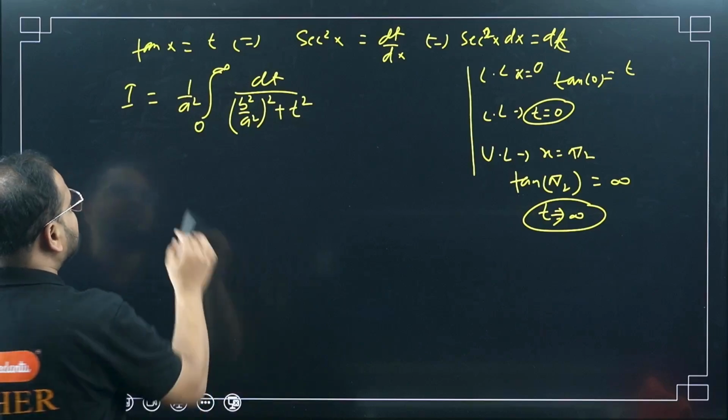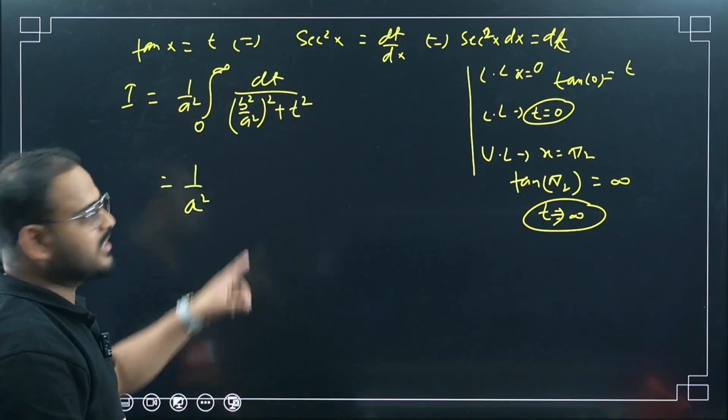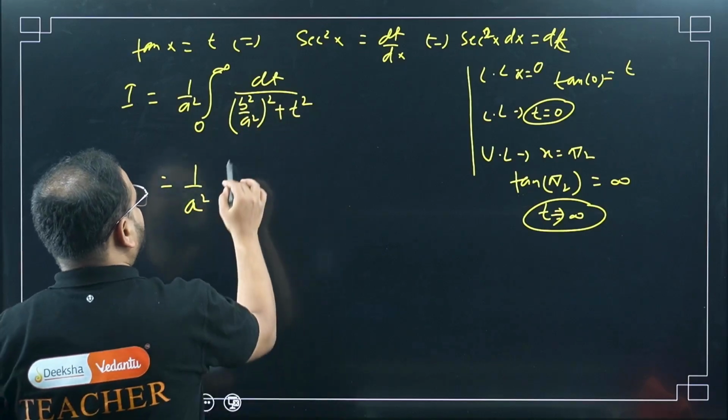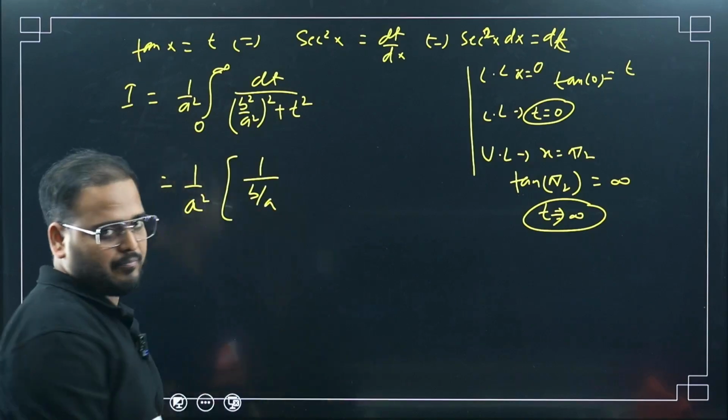Now I can integrate this as 1 by a square is the constant outside. What's the integral of 1 upon a square plus x square? Tan inverse of x by a. So first I have to write 1 by a. What is a? b by a.